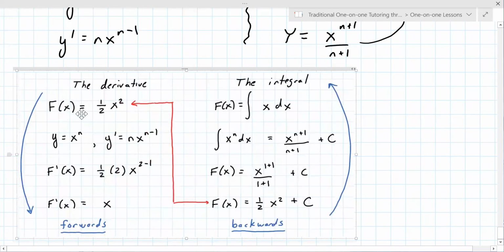Basically, you're starting out with the derivative going forward. That's what you've been doing all along. So you know this power rule, and when you take the derivative of this function, you get just x. And the integral is basically just going backwards. It's going the other direction, and you're starting out with what you found the derivative to be, and you're working your way back to get the original function. Oh, okay.